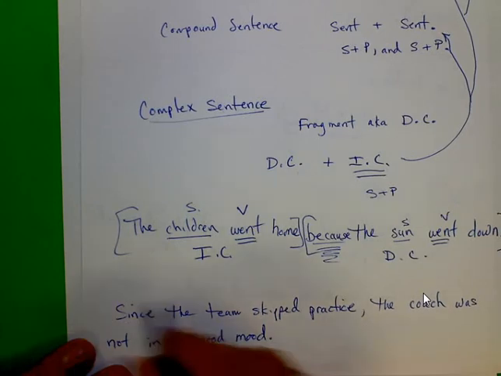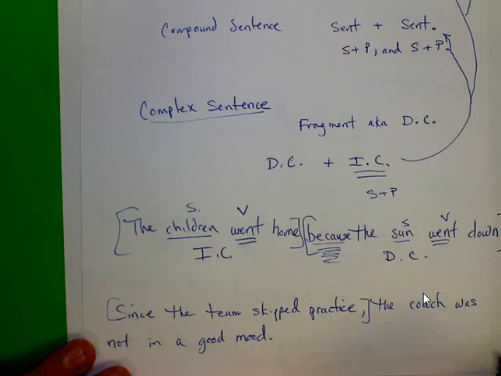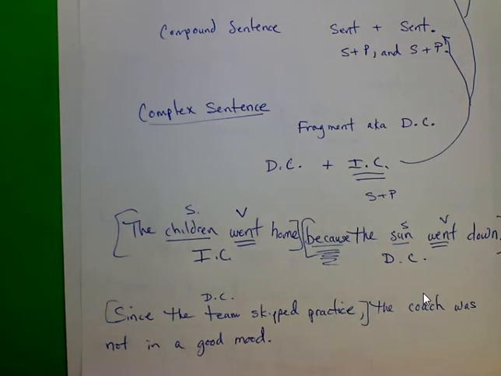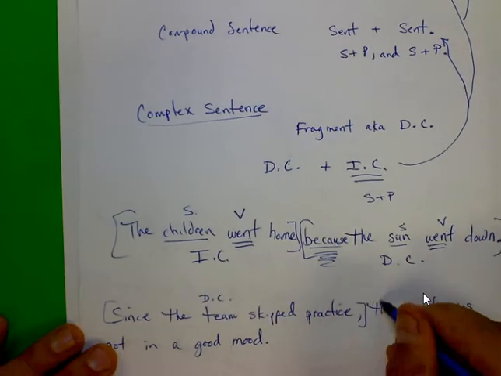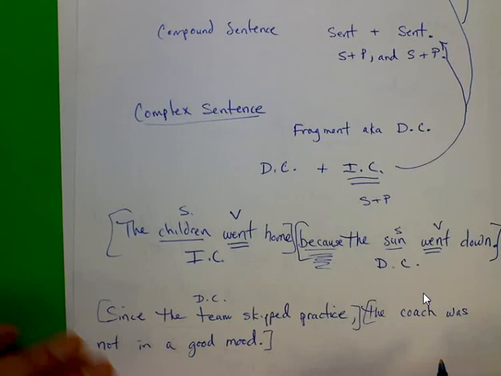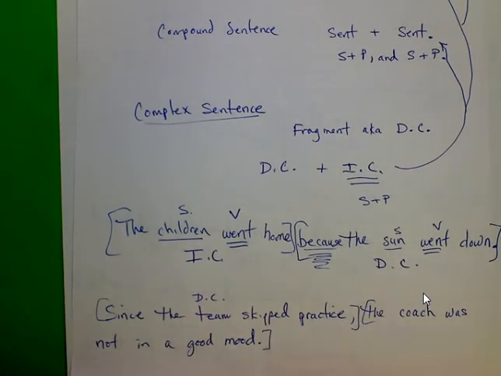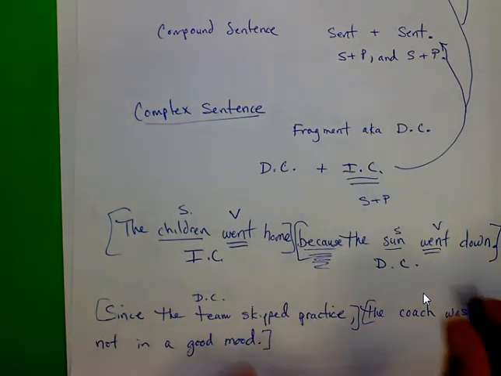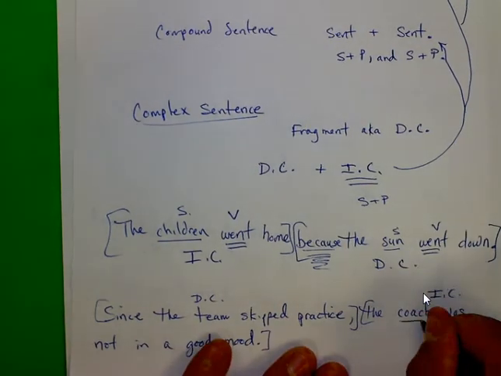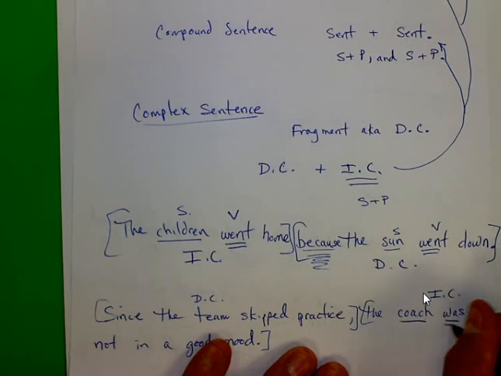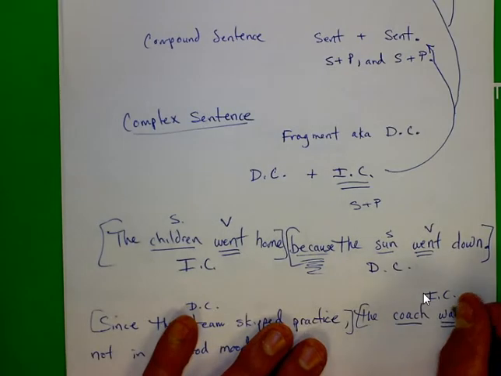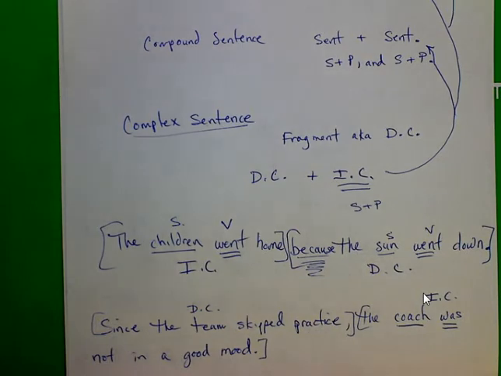So, check yourself. Is this complex? Well, we already talked and said this is definitely a dependent clause. It's a fragment by itself. It doesn't stand alone. But what about the rest? Is this an independent clause? Well, read it alone. The coach was not in a good mood. If I wrote that down by itself, perfectly fine. That is an independent clause. We have a subject and we have a predicate. Okay. The coach was not in a good mood.